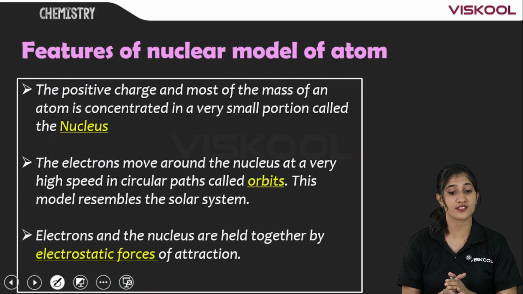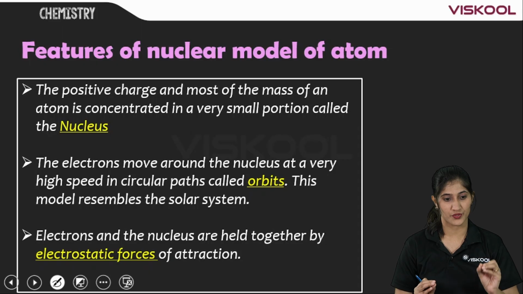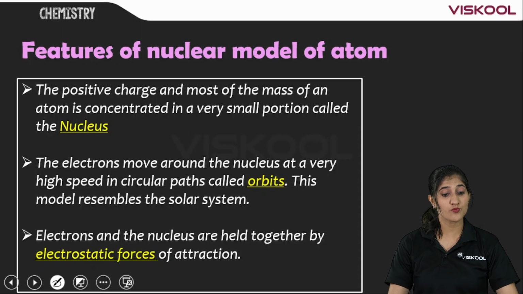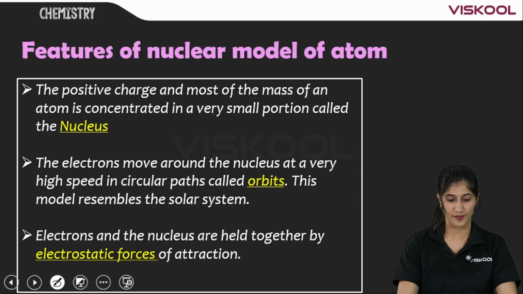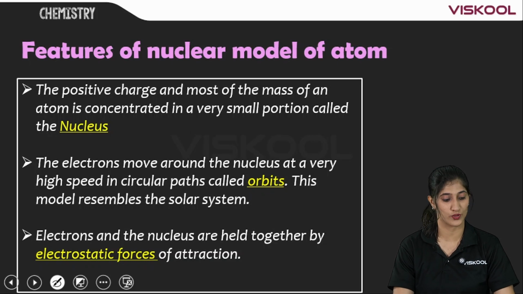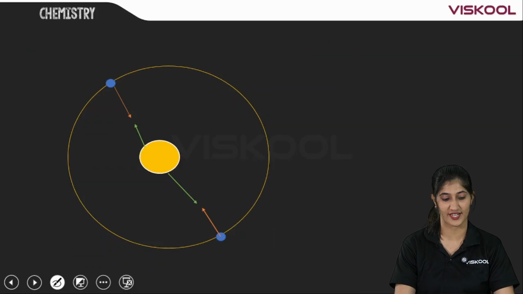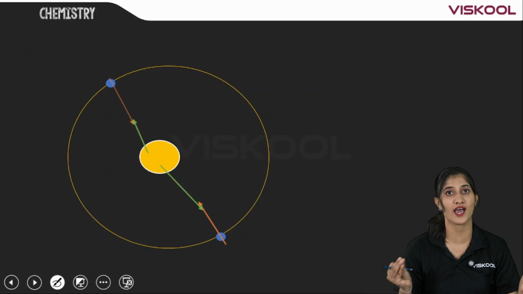The positive charge and most of the mass of the atom is concentrated in a very small portion called the nucleus. Now the electrons move around the nucleus at a very high speed in a circular path called orbit. The model resembles a solar system. Now the electrons and nucleus are held together by electrostatic force of attraction. Okay, the electrons are negatively charged, nucleus is positively charged, so they will be held together by electrostatic force of attraction.